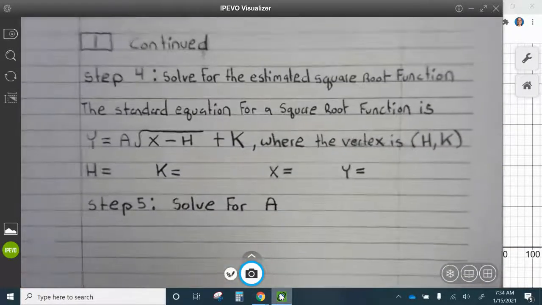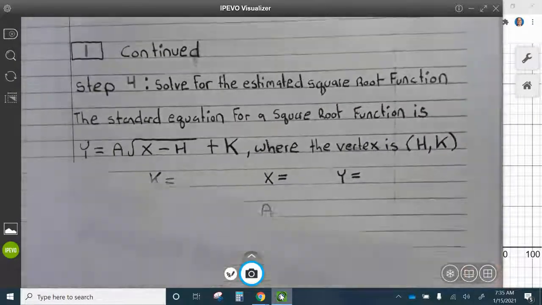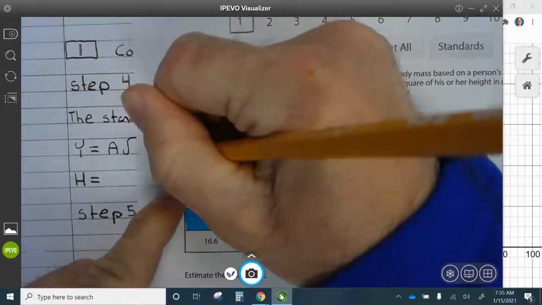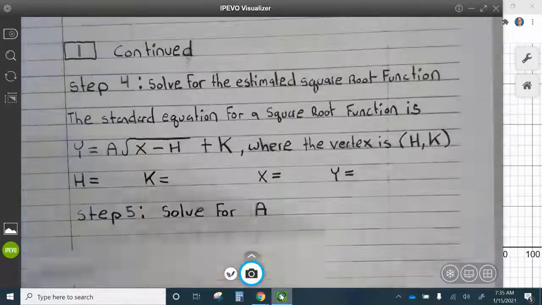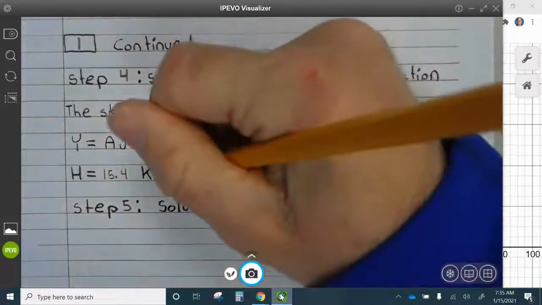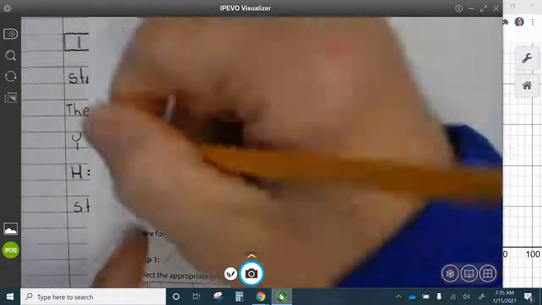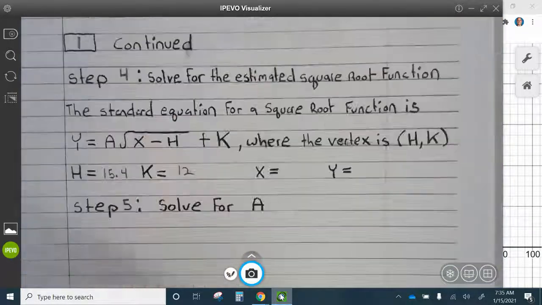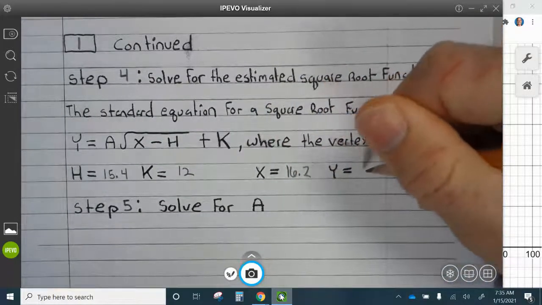Let me refocus the camera. So h and k come from your vertex. This is your h value, and this is your k value. So 15.4, 12. Now your x and y values: this is your x, this is your y. So x is 16.2 and y is 15.